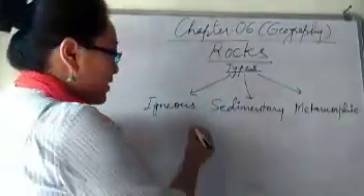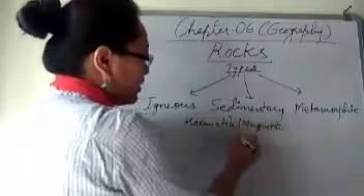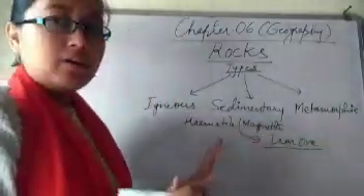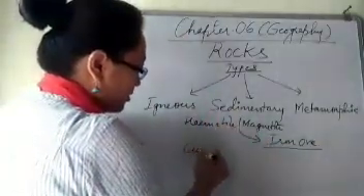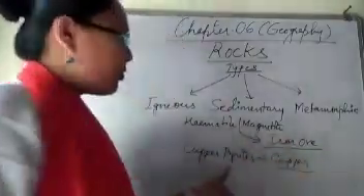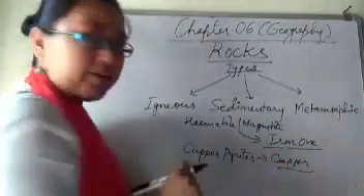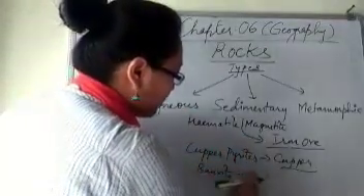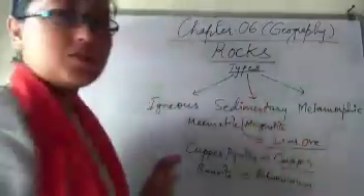Write some examples of the ores: hematite and magnetite. These are the iron ores from where we can extract iron, right? Hematite and magnetite. Copper pyrites: we can extract copper. So copper pyrite is the ore of copper. Next example I've given you, bauxite. Bauxite is the aluminium ore. From bauxite we can extract aluminium. So these are the examples of ore, right?